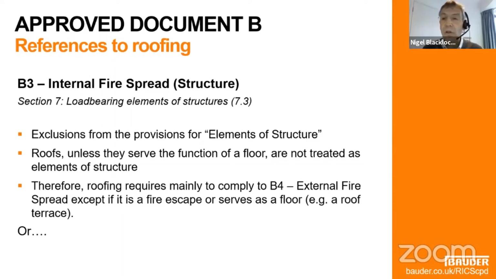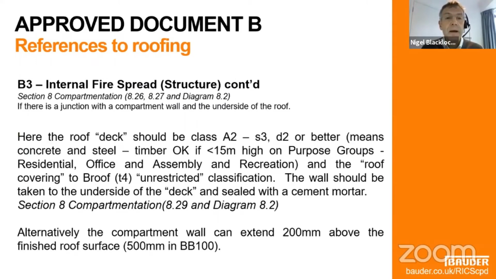But there is one other area of B3 which has a lot of misunderstanding, and that's to do with where a compartment wall junctions with the underside of a roof. And this is an area where it is very complicated in the document. MHCLG totally acknowledge this. They're trying to reword it without changing the fundamental meaning. And I've been helping in that process.